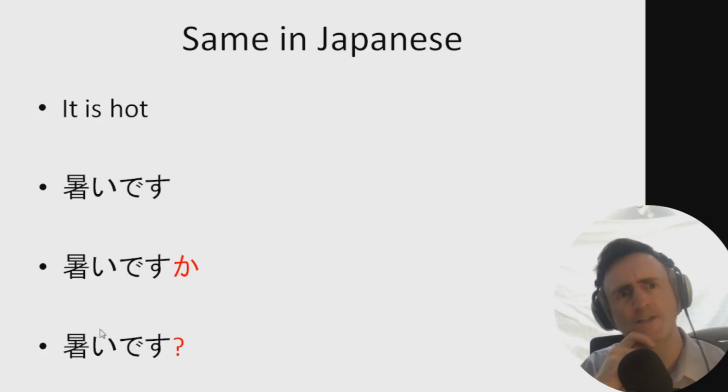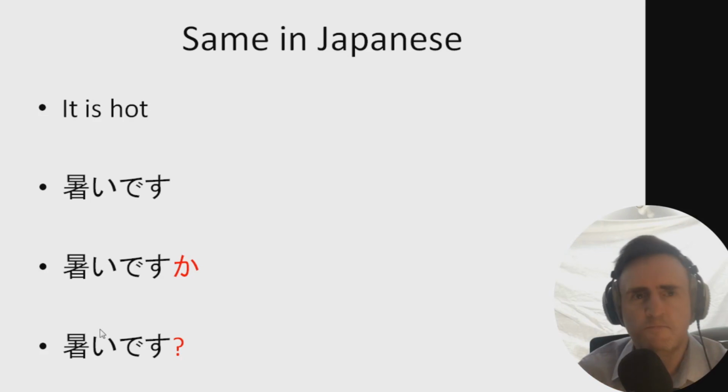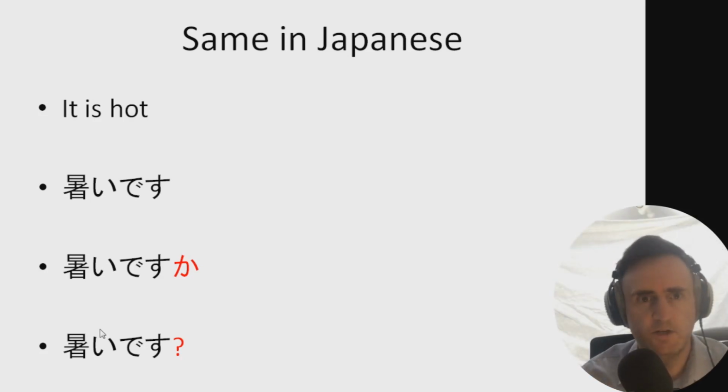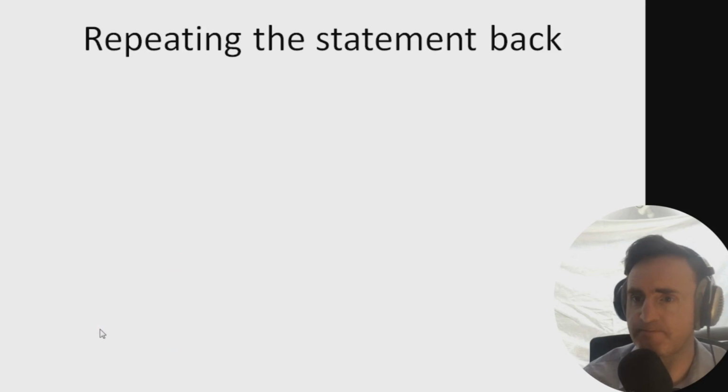I think we can actually just say Atsui desu ka? Oh no, atsui desu. And kind of go up a bit. Atsui desu? That's a question, right? Atsui desu. Atsui desu. Little difference. So it's exact same in English and Japanese there. Just make a statement, a question. Easy.